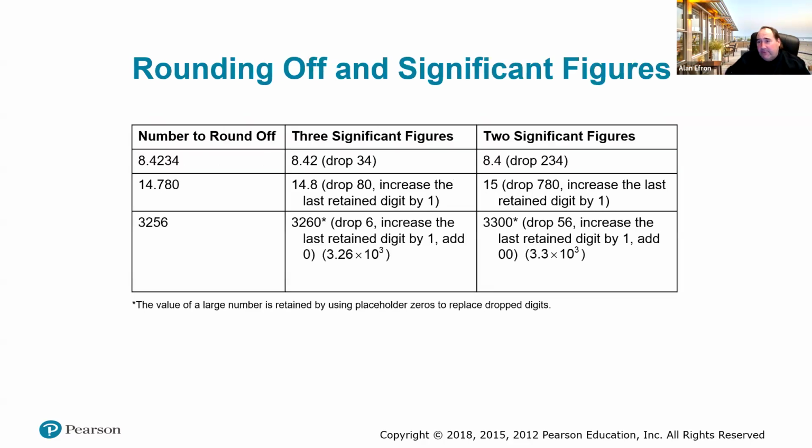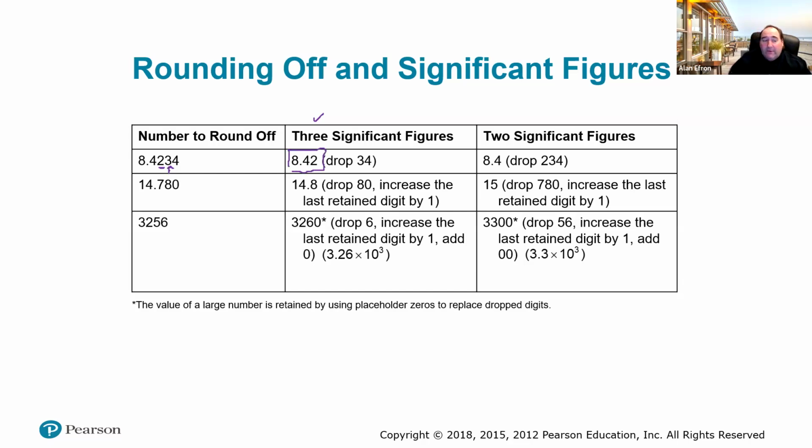So if we look at some answers here, we have 8.4234. In the first case here, we want to get to 3 significant figures, and that would take us to the 2, which would be our third significant figure. We then would look at the 3, and in this case we would drop the rest of it because it's less than 5. And that would give us our 3 significant figures here of 8.42.